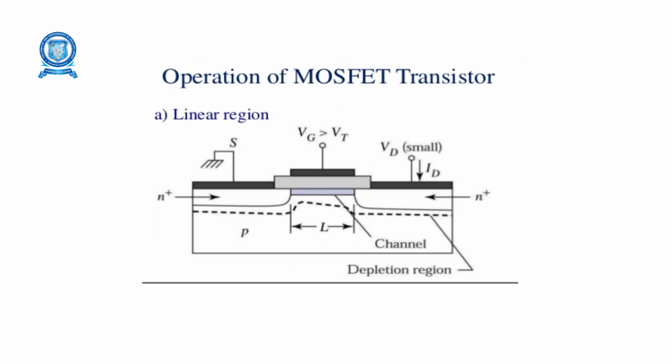Then we are having different regions. First one is linear region, second one is cutoff region, and third one is saturation region. From that, the linear region is when Vg is greater than Vt. Vg means gate voltage and Vt means threshold voltage. Vg greater than Vt means the gate voltage is greater than the threshold voltage, so it's the linear region. In the linear region, the channel starts to be produced between source and drain.